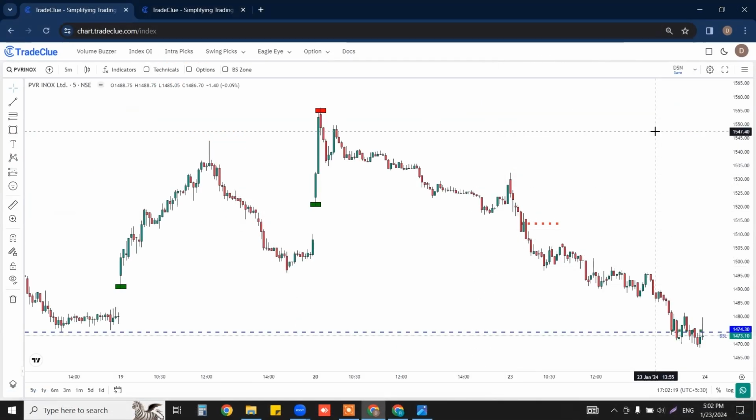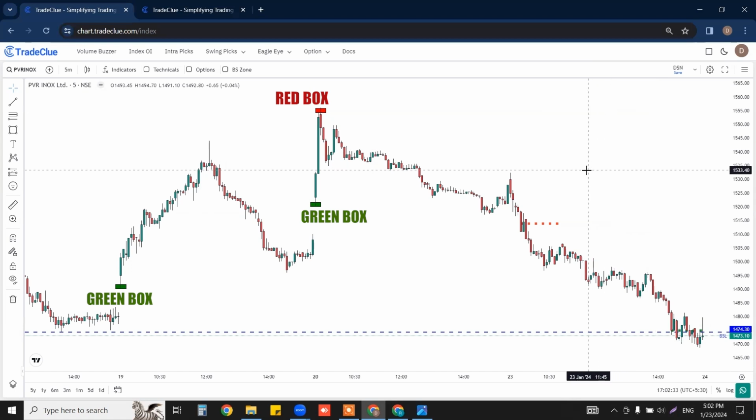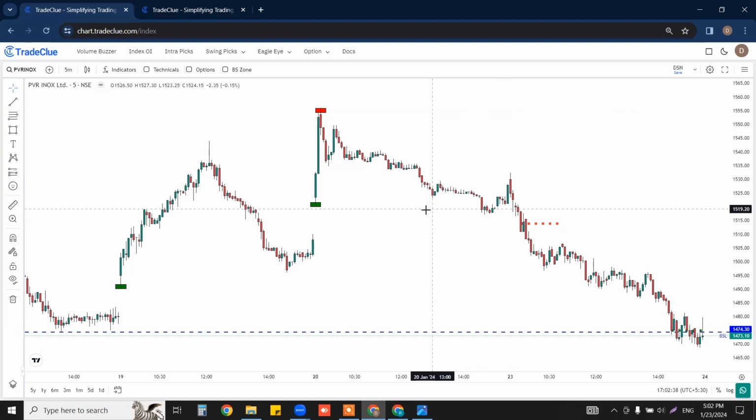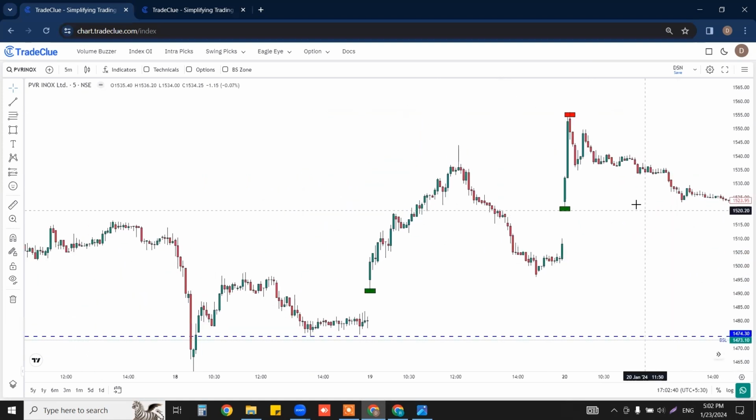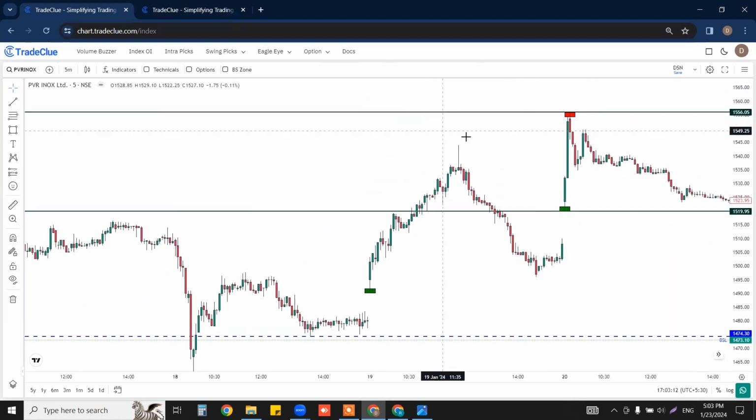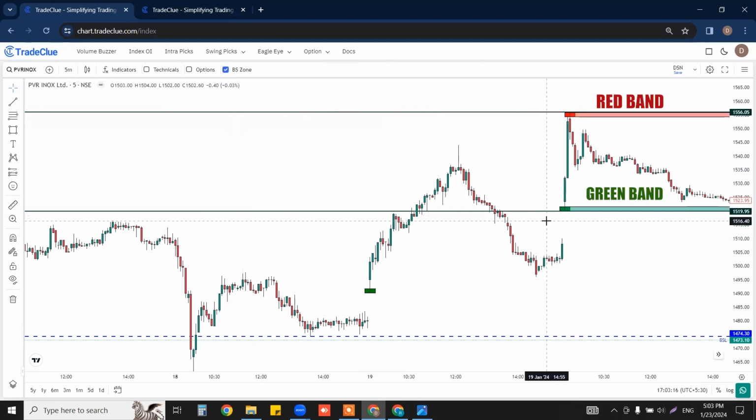Now, the major query for most traders will be how to trade stocks or how to execute these particular structures. Now, the most important features on your TradeClue charts for stock execution are your TradeClue levels and the red and green boxes as well as red and green bands. Here you can see we have opened PVR. The main crux of TradeClue is that before the market starts, it will provide you with the levels as well as the zones. These red and green boxes and the red and green bands are a graphical representation of demand and supply zones.